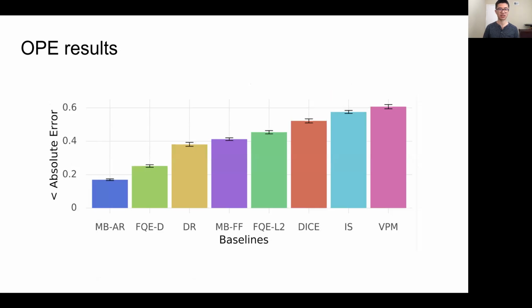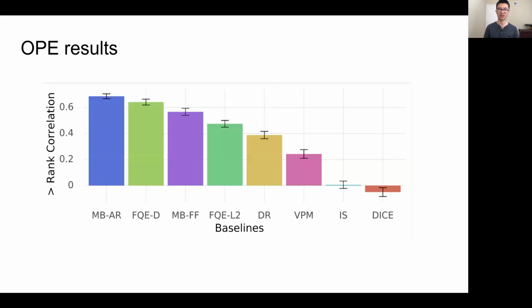We can summarize our results across the 9 different tasks by computing summary metrics, such as the absolute error, where lower is better, and we achieve the lowest absolute error, and also the Spearman rank correlation across the 9 tasks. So this is the median Spearman rank correlation.